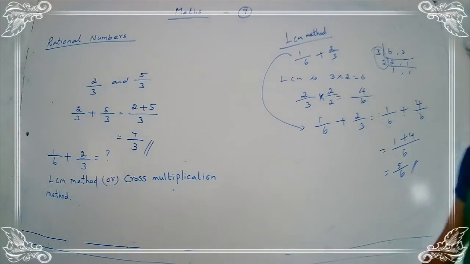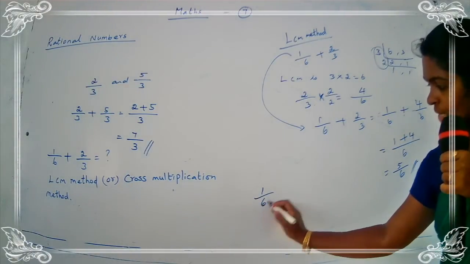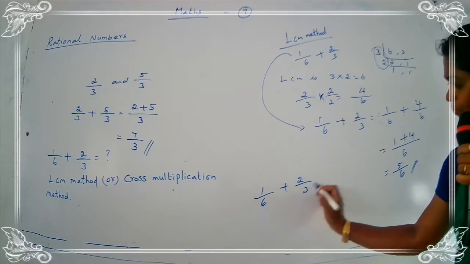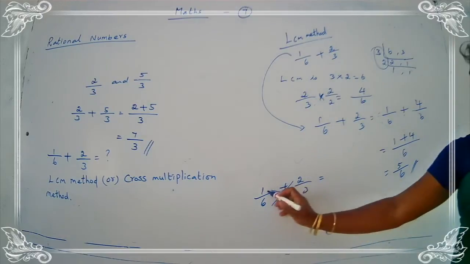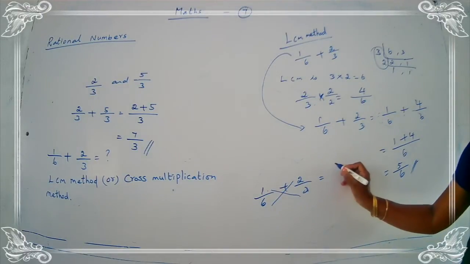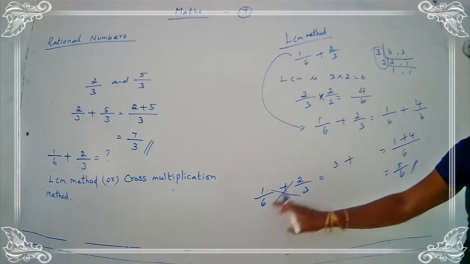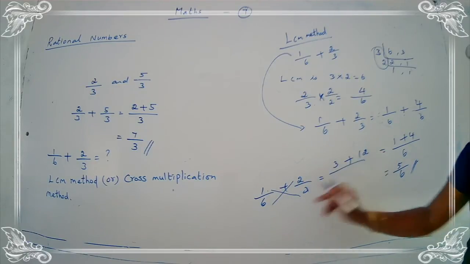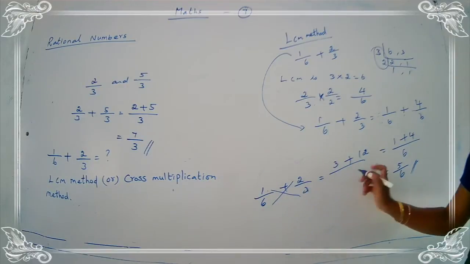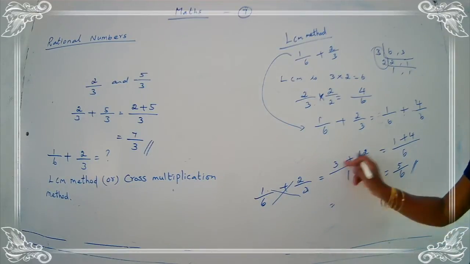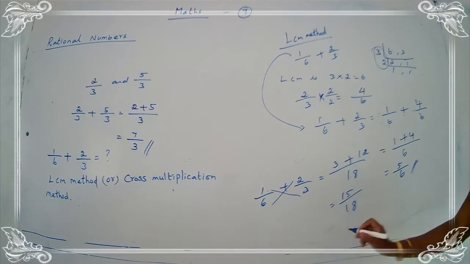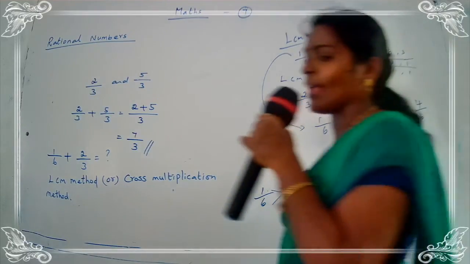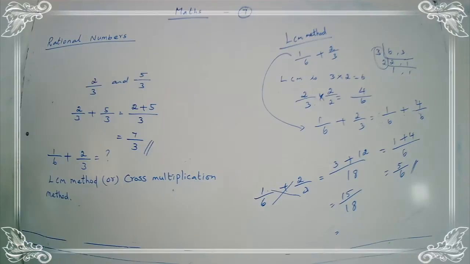So next method, cross multiplication. That is a very easy method. 1 upon 6 plus 2 upon 3. Cross multiplication. First multiply 1 into 3. So 1 3s are 3, plus 6 2s are 12, and multiply the denominators. 6 3s are 18. So 3 plus 12 is 15. 15 upon 18. Now your answer is 15 upon 18. But here it is 5 upon 6. How?